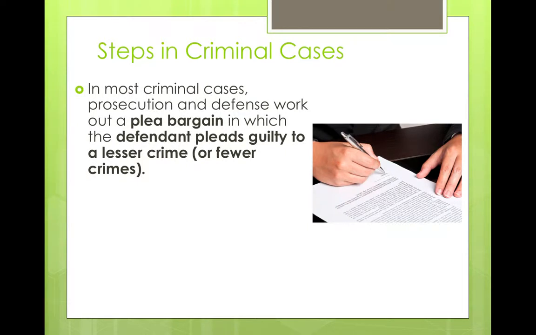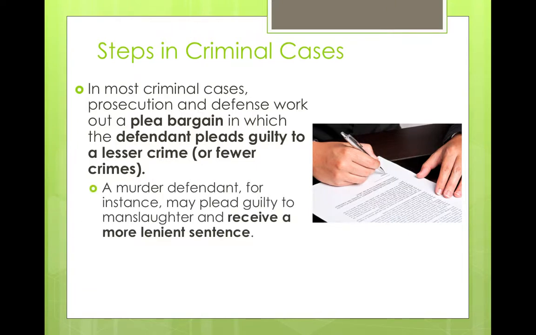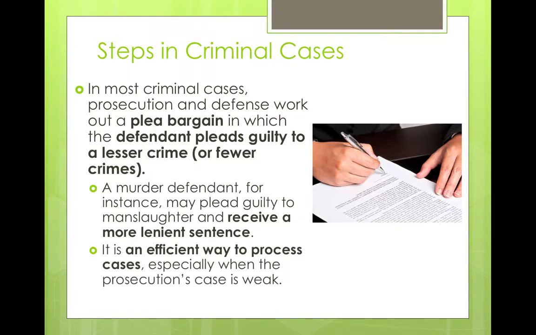In most criminal cases, prosecution and defense work out a plea bargain in which the defendant pleads guilty to a lesser crime or fewer crimes. A murder defendant, for instance, may plead guilty to manslaughter and receive a more lenient sentence. It is an efficient way to process cases, especially when the prosecution's case is weak.